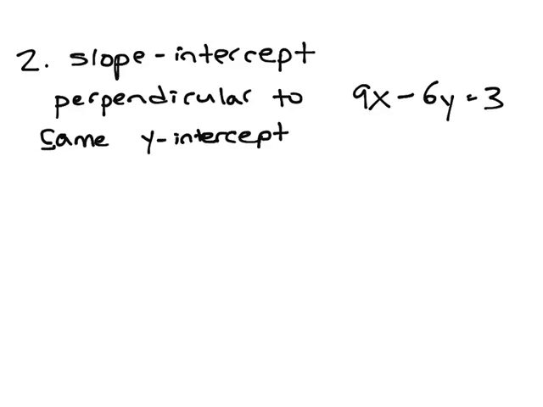Let's find the slope-intercept form of a line which is perpendicular to the line 9x minus 6y is equal to 3, and has the same y-intercept as that line. Now, slope-intercept form means we need to find the slope and the y-intercept, but the slope of this line isn't as easy to pick out as the other line.